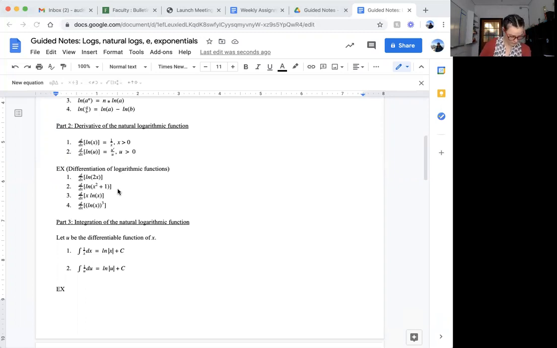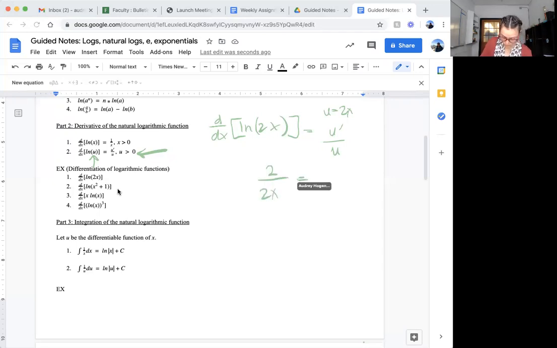First up, we have the derivative of natural log of 2x, ln of 2x. So we're going to let u equal 2x. Then we know that the derivative is going to be equal to u prime over u. And we know that u is 2x because we can just look at the format of our problem. So it is u prime, which is 2, over u, which is 2x. And 2 over 2x is equal to 1 over x. That is the answer for our first example.